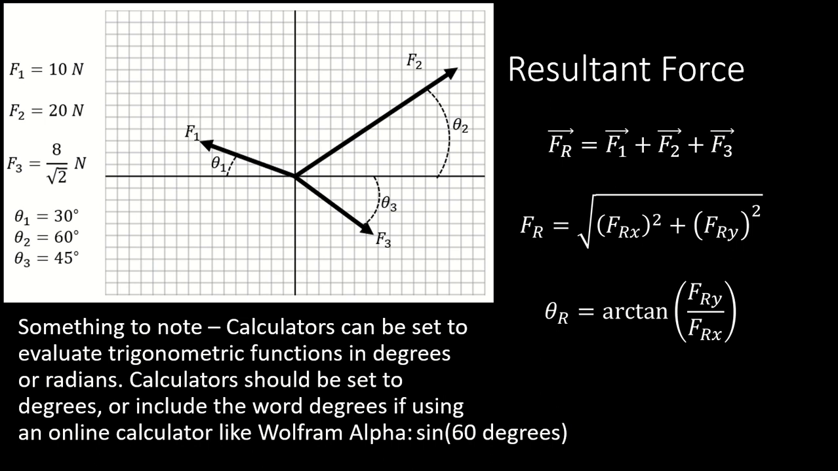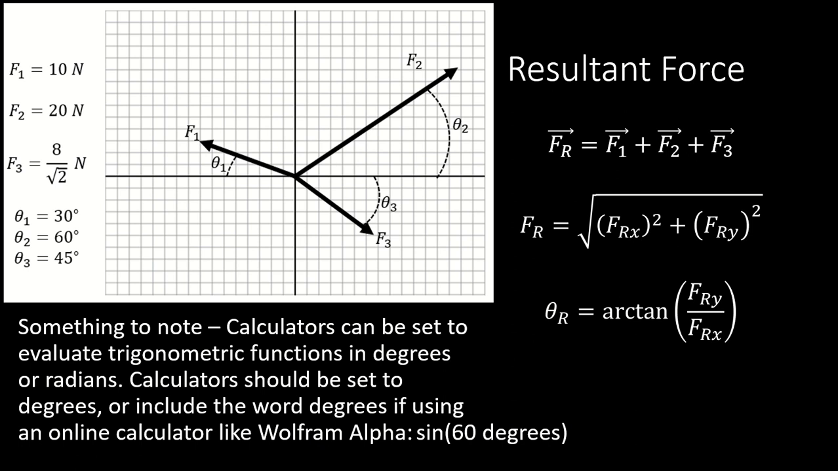So the magnitude for FR would just be the square root of our resultant's x component squared plus our resultant's y component squared. Theta, or our angle, would be the tangent inverse of our resultant force's y component divided by the resultant force's x component. Again, just note that if you use a calculator, make sure for these specific types of trigonometric functions, it is set to degrees instead of radians.